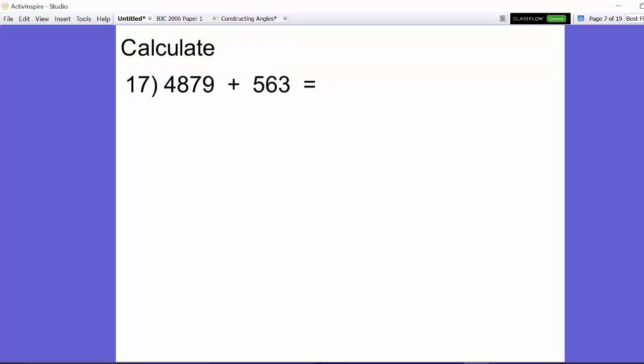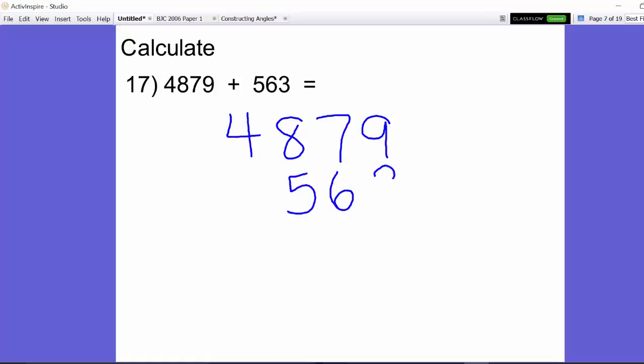Next. All right, so we have calculate. This is an addition problem. 4,879 plus 563. First, we're going to set it up. You don't add like this. So let's put 4,879, then 563. Addition sign on the line.